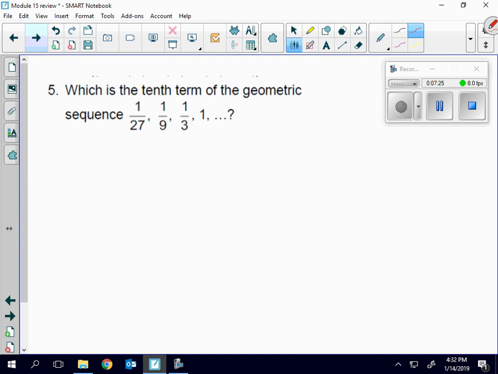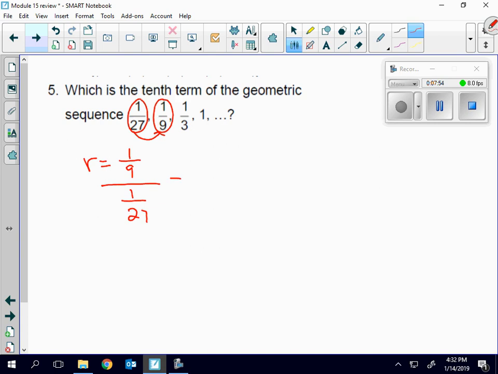What is the 10th term of the geometric sequence? Well, this is where it comes in handy to know how to write your explicit rule. So let's first find the ratio. The ratio is what do I multiply to go from one to the other. If you can't figure it out, always do the second one divided by the first one. So that's going to be 1/9 divided by 1/27.